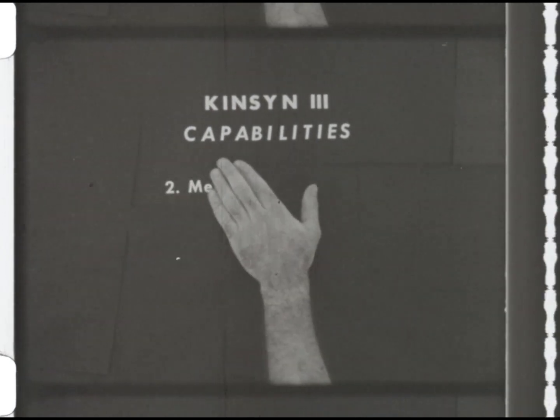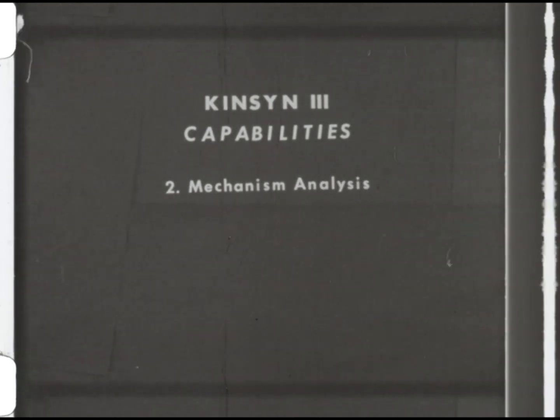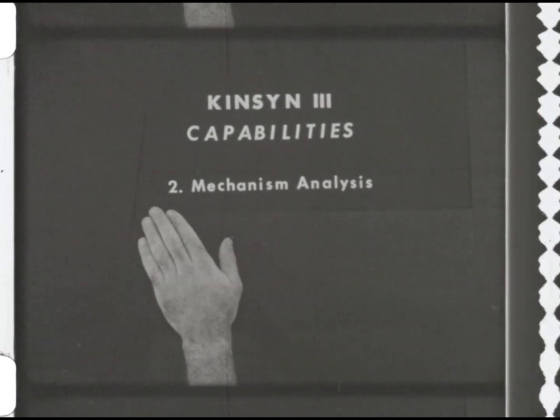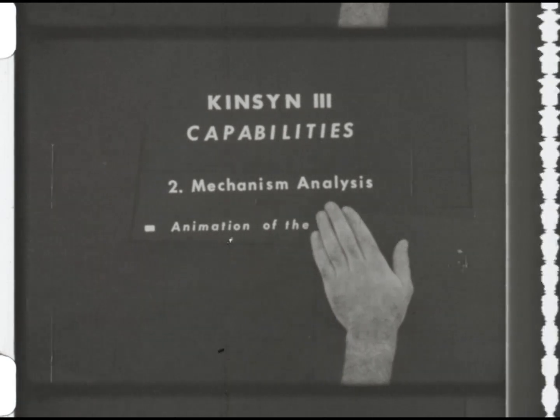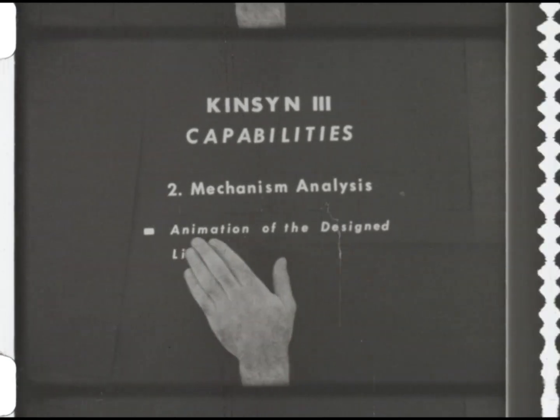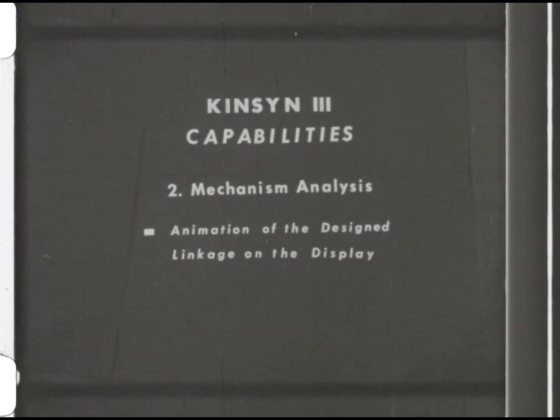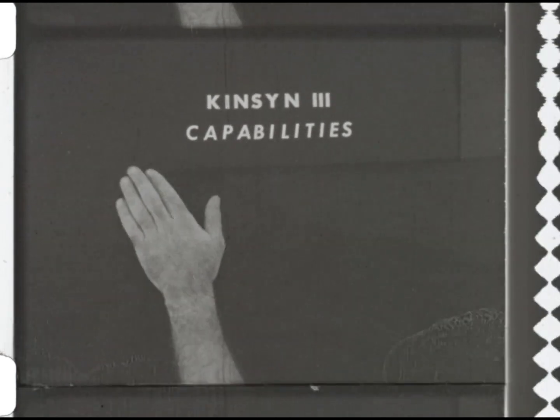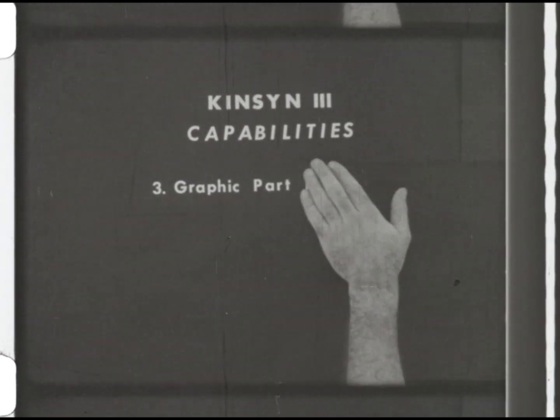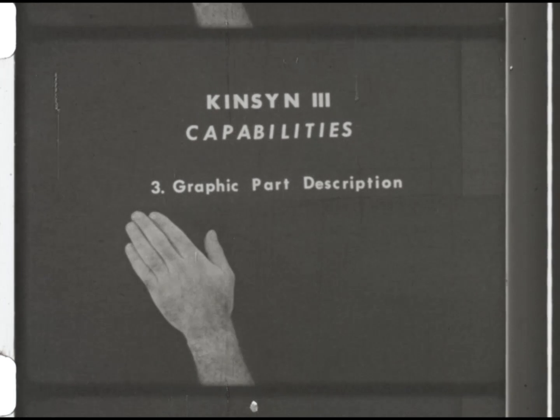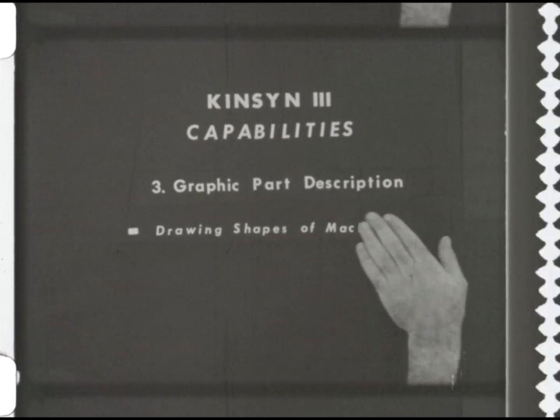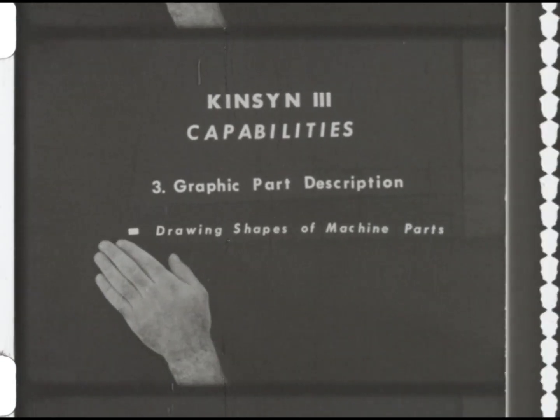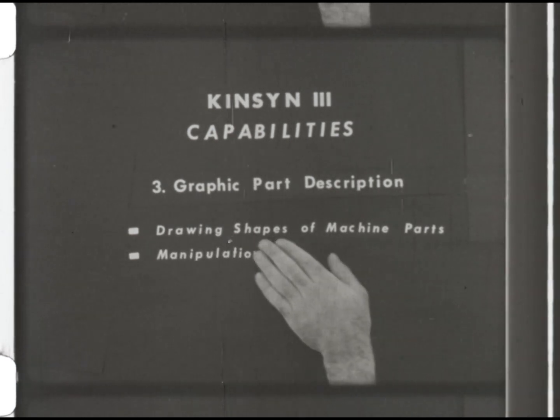A proposed mechanism design can be immediately analyzed. Kinsyn transforms the design into a kind of erector set version, which is animated on the display. Finally, in addition to its schematic graphics capabilities, Kinsyn may be used to draw and manipulate actual shapes of machine parts.